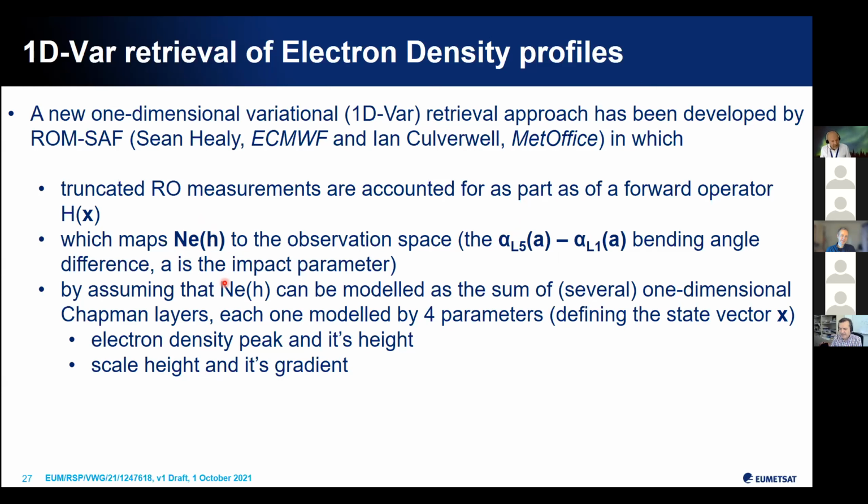Another assumption is made, because the electron density profile should be modeled as a sum of one or two or several one-dimensional Chapman layers. Each Chapman layer is modeled by 4 parameters, which define the state vector of the forward operator. These 4 parameters for each Chapman layer are the electron density peak and its height, the scale height, and its vertical gradient.